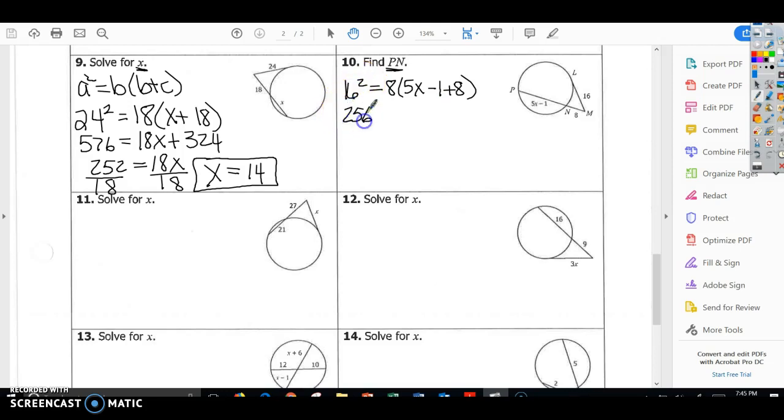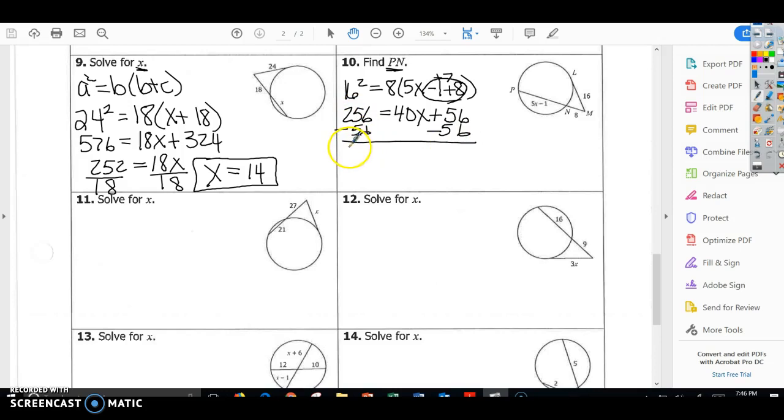So 16 squared is 256. And then we're going to distribute here, and we're going to have 40x. If I combine those, that gives me plus 7. So 8 times 7 is 56. So since those are on the same side, they're just combining like terms, we can go ahead and add those together first and then just distribute once. Just makes it a little bit shorter. So that's why I did that.